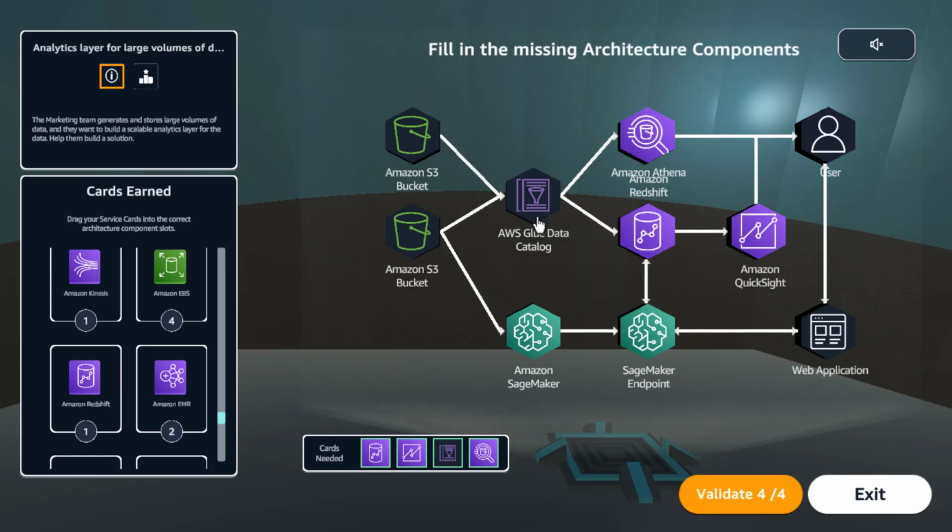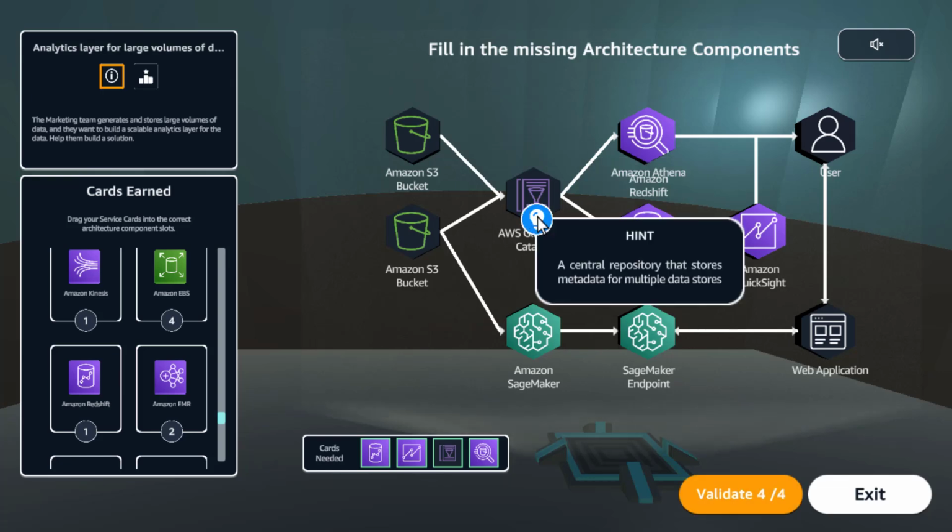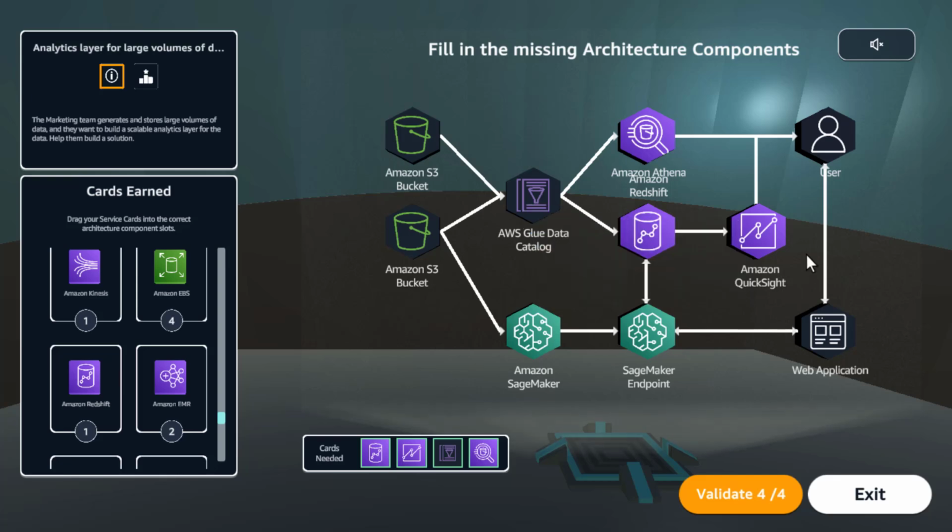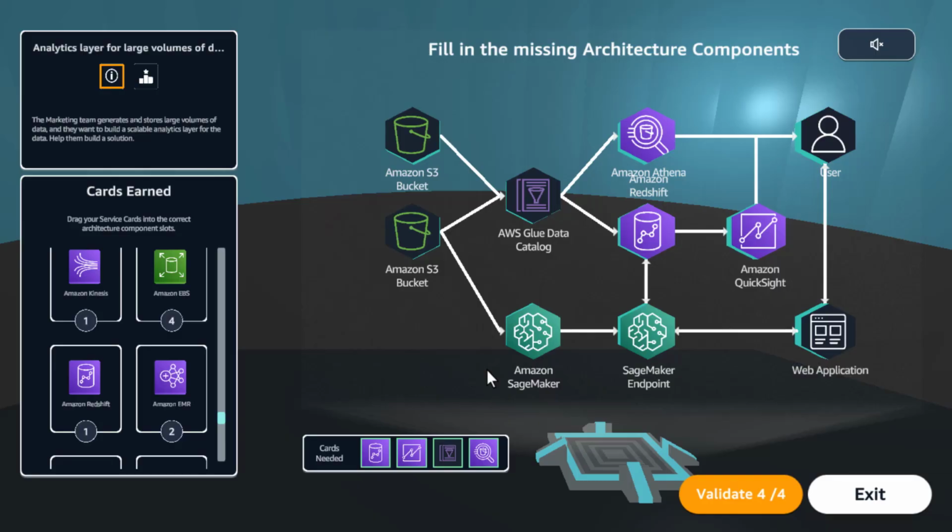Okay, so here we have a central repository that stores metadata for multiple data stores, which is the glue catalog and the business intelligence tool, and then that. Let's hope. This one worked. That's weird.